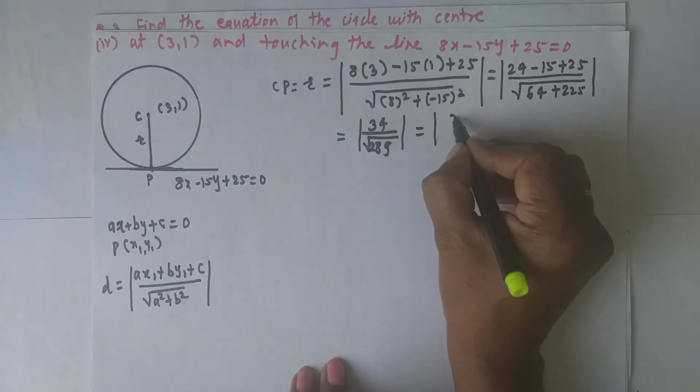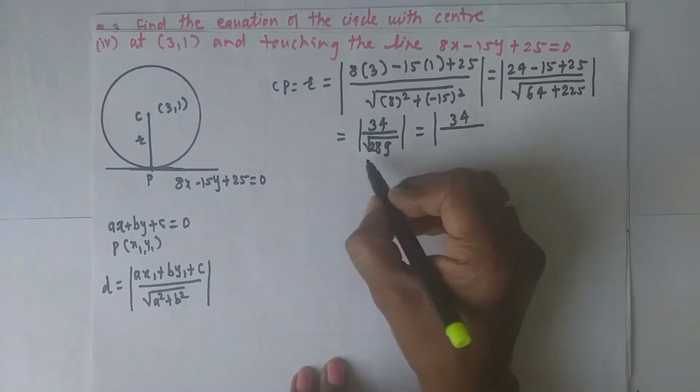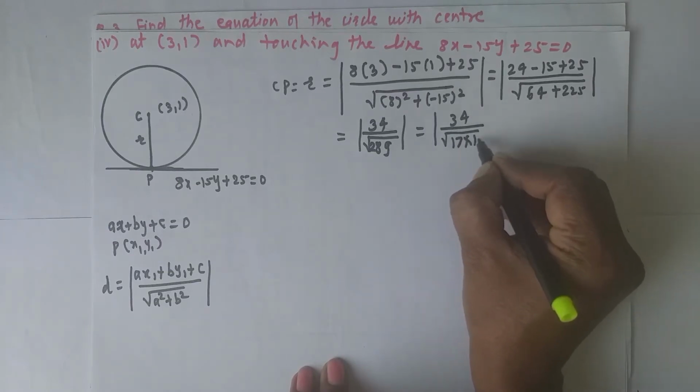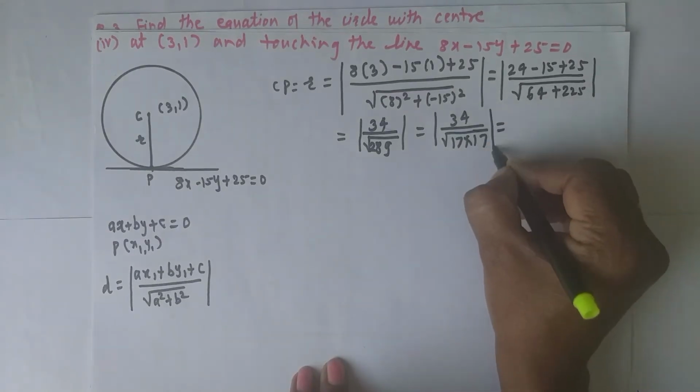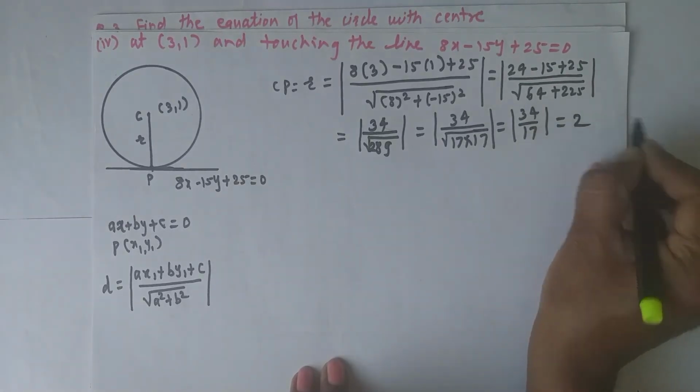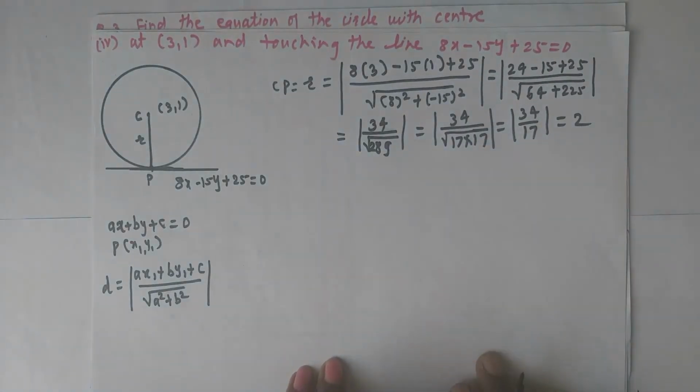And what is the square root of 289? This is the square of 17. This can be written as 17 into 17. Okay, means this is 34 divided by 17 is equal to 2. In this way we have got radius 2 with the given information.